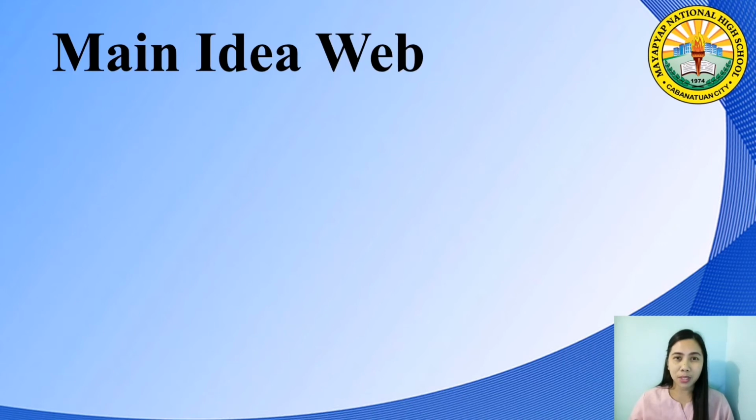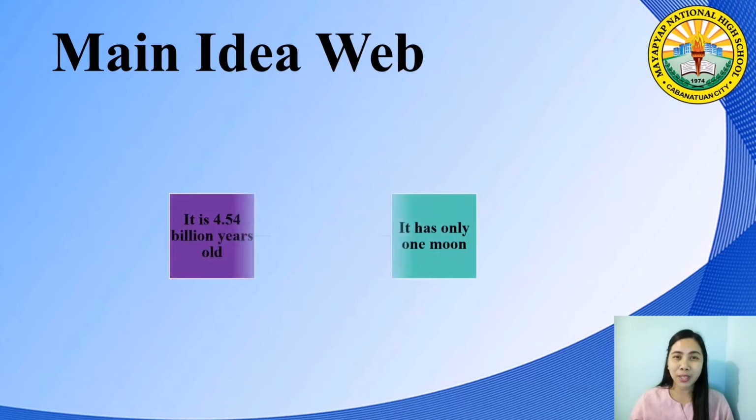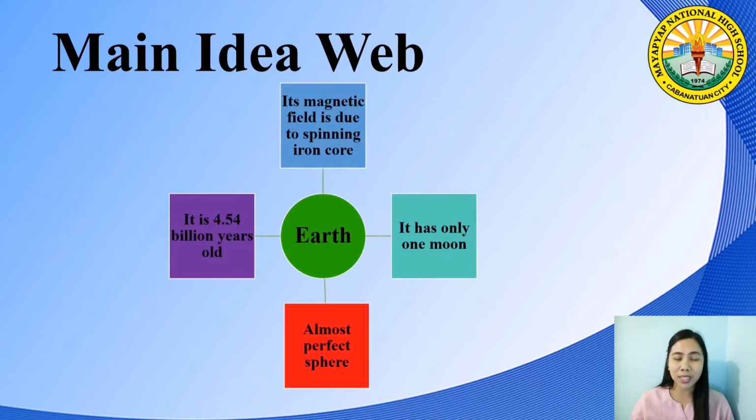This one is called the main idea web. Do you know what a main idea web is? The main idea web starts with a central idea and branches out into related ideas or concepts that is used to depict the relationship between concepts. What do you think is the main idea in the textual aid? Impressive! Earth is the main idea and it branches out into its characteristics, like it has only one meaning and so on.